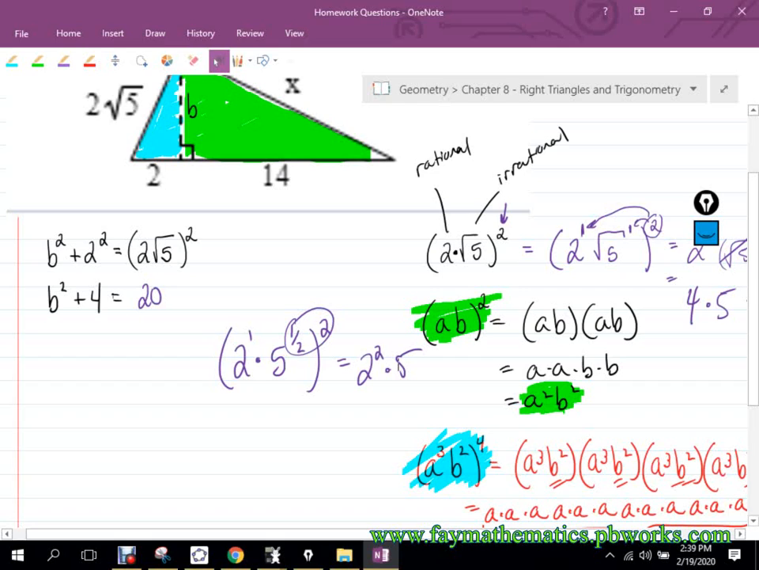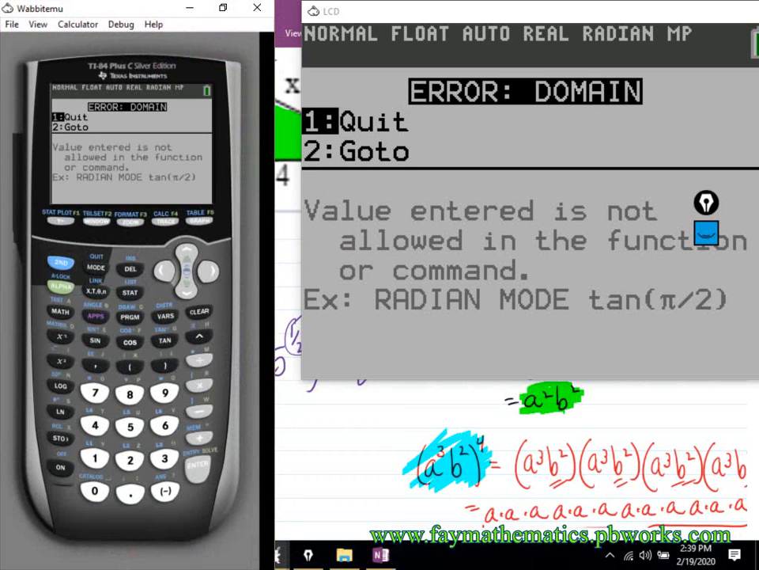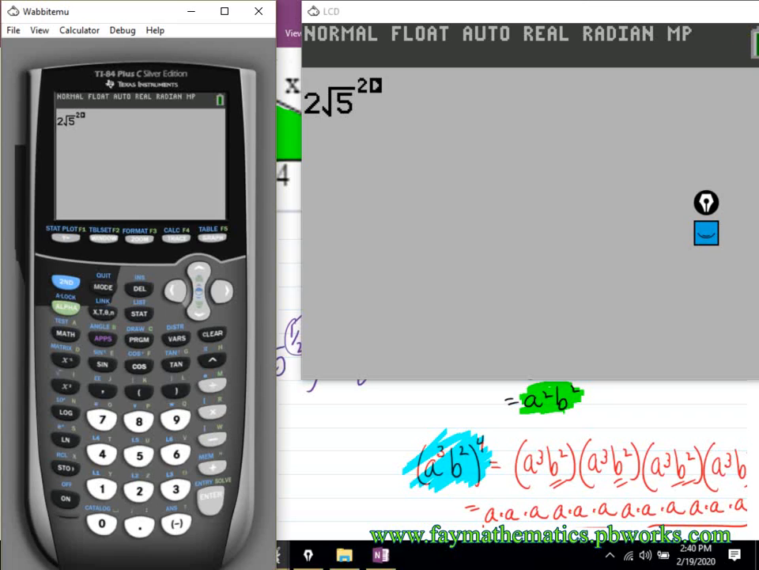Okay? If you were to type this on your calculator, here's where a lot of people in the last class were expressing where they got things wrong. Type it in my calculator. Let's say I go to one of your handheld calculators like this. And we go 2 radical 5. And then we square it.